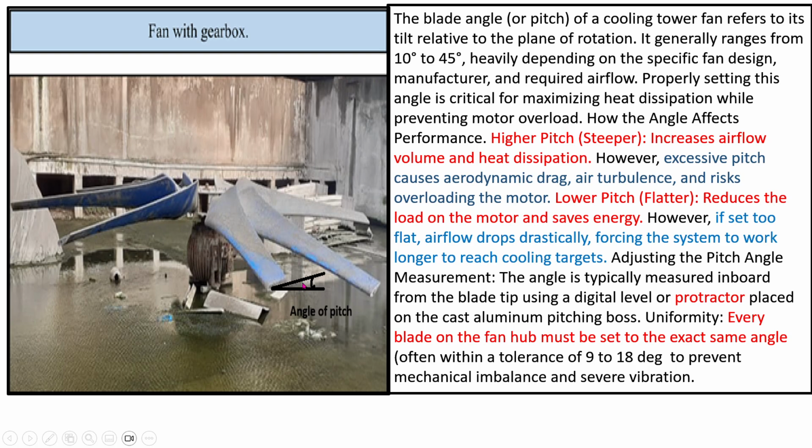Normally, the angle remains between 10 to 18 degrees. It can be turned to 45 degrees, but normally we keep it between 10 to 18 degrees. What we are using now is a bevel protector. Put it here and measure the angles, and then on all the blades there is a clamp system. With the clamp you can rotate these blades, and all the blades will have the same angle.